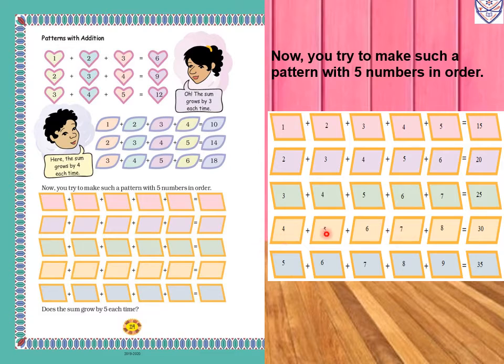Again we will do 4 plus 5, 9. 9 plus 6, 15. 15 plus 7, 22. 22 plus 8, 30. So again the number grows by 5. So 25 after 30.